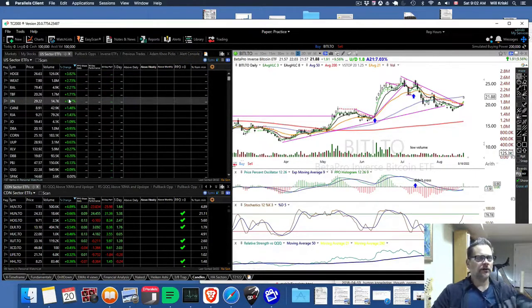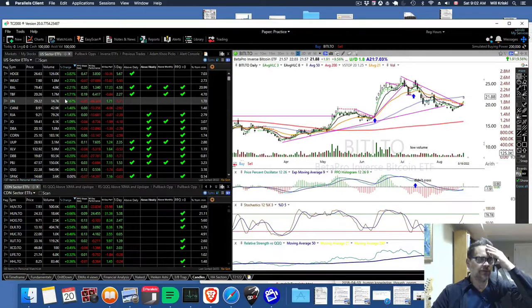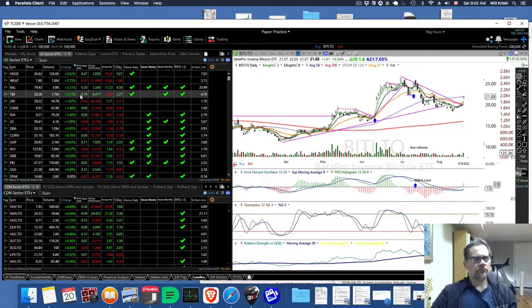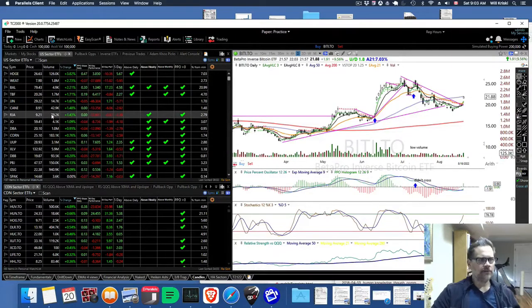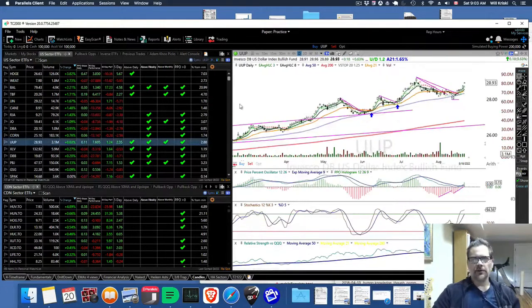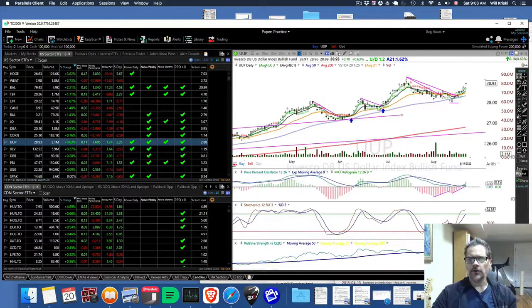I've got another tab called sector ETFs, and on Friday you had a lot of commodity type stuff go up, but one interesting thing is the US dollar is rebounding. That's why the markets are selling. Whenever the US dollar is in an uptrend and now you've crossed this little pullback here, that's usually going to mean a market sell-off.